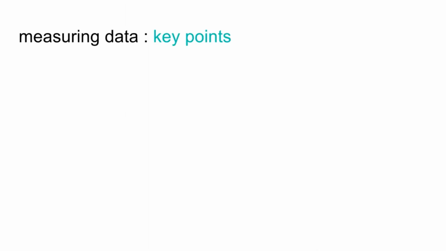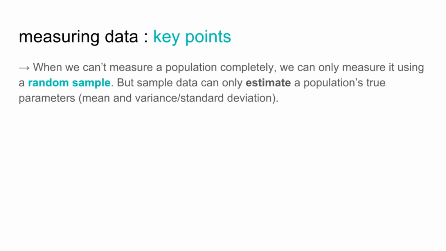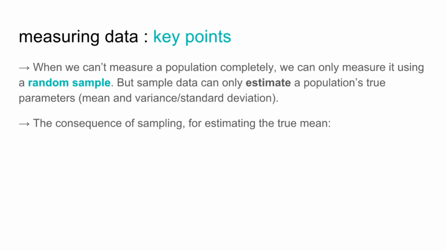So here are the key points I hope to convey in this first part of our introduction to statistics. First, that when we can't measure a population completely, like we can't measure the whole population of Sasquatches, we can then only measure it using a random sample. But sample data can only estimate the population's true parameters. We can only get estimates of the true mean and the true variance and standard deviation within the population. So the fact that we have to sample has an important consequence when it comes to estimating the true mean of a population.